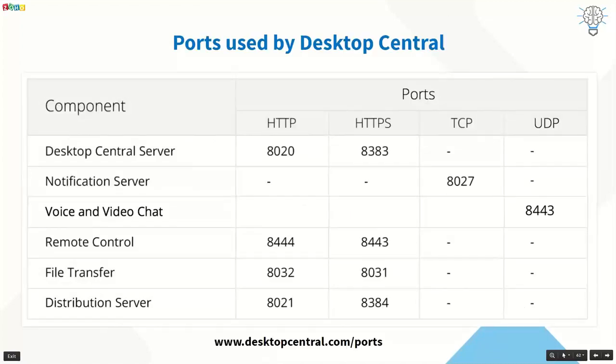Desktop Central runs primarily on two ports: 8383, which is HTTPS, and 8027, which is the TCP protocol, the notification server component. And Desktop Central runs on HTTP port 8020. The notification server is an interesting component which uses port 8027 to perform all on-demand activities like initiating a patch scan, remote control, etc. We will talk about the uses of this port in the upcoming slides.